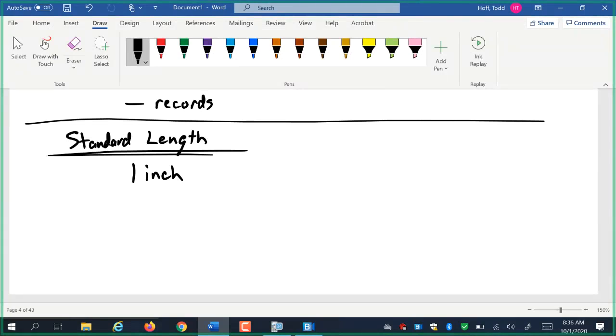So that's an inch. Bigger units? Well, the next largest unit that we typically use is a foot. And of course, all of you know there's 12 inches in a foot.